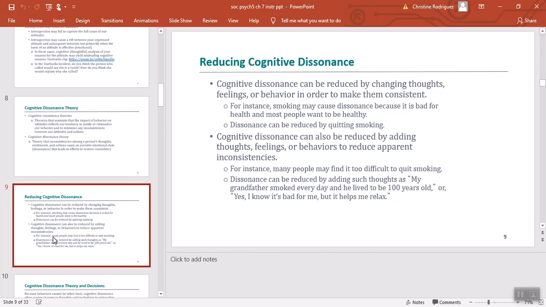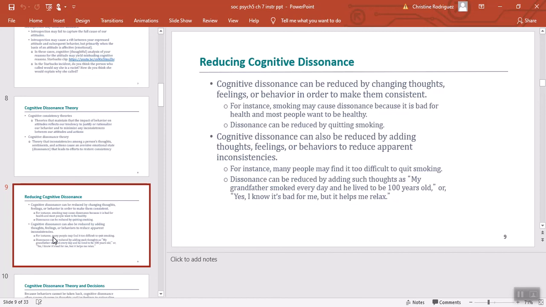Well, remember their behavior. They can do one of two things. They can either quit smoking, but a lot of people find it very difficult to do, and even those who are successful at quitting smoking often try 5 or more times. And so rather than quit smoking, cognitive dissonance theory posits that they will simply change the way that they think about smoking. So here are some examples there at the bottom. I've heard people say things similar to this: I know my grandfather smoked every day and he lived to be 100 years old. Or, yeah, I know it's bad for me, but it helps me relax.